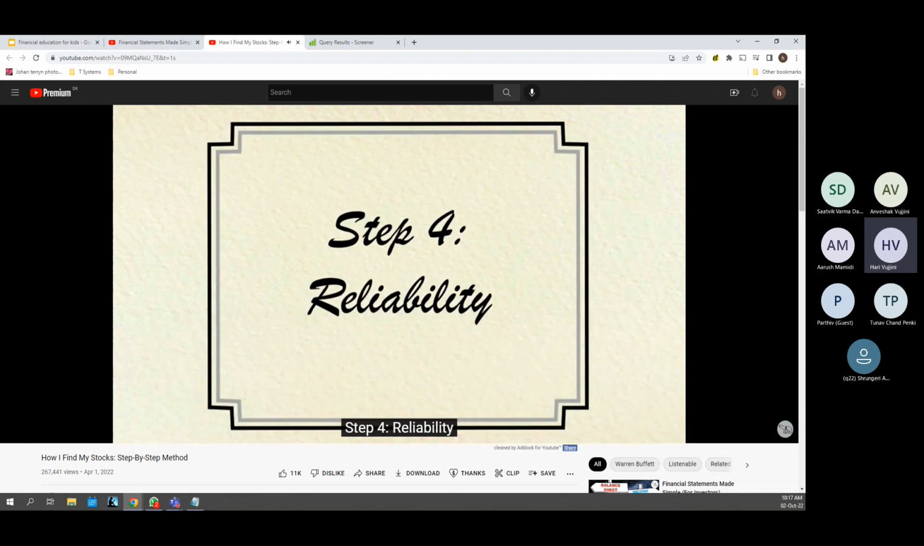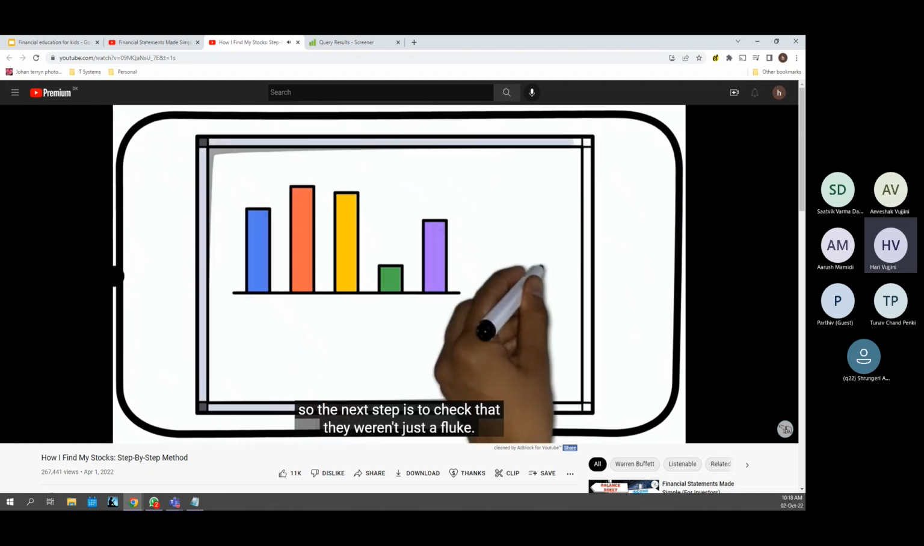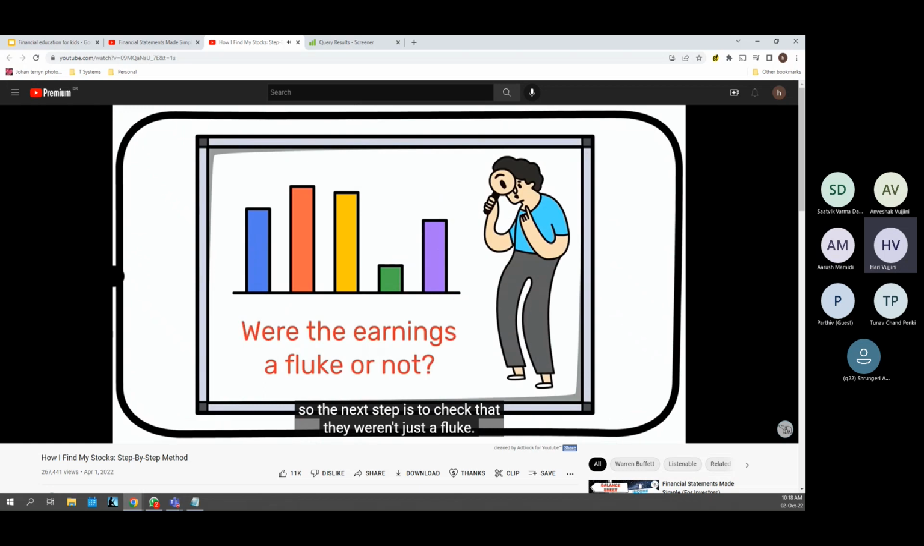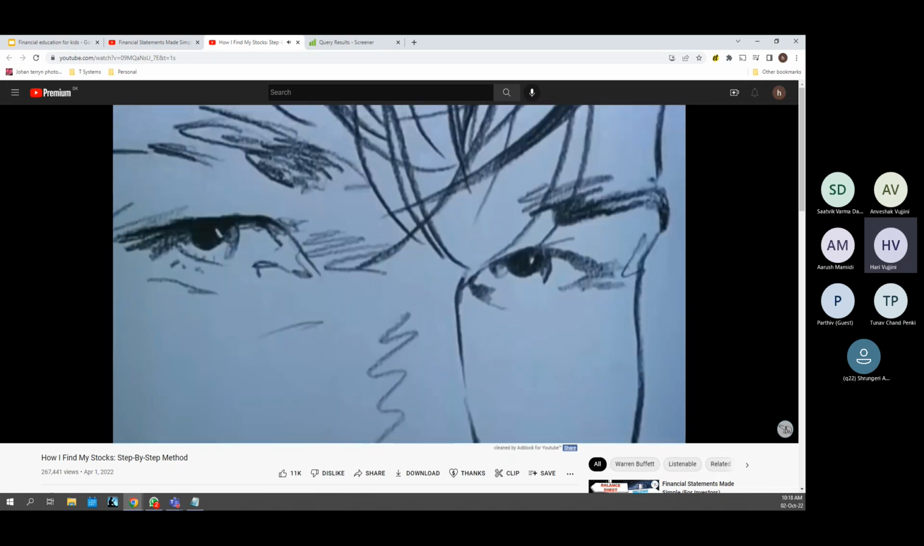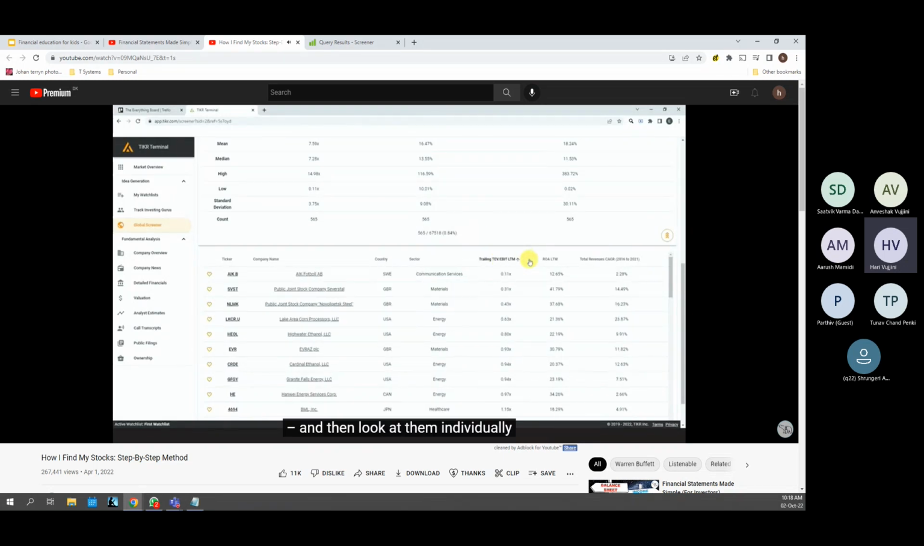Step 4. Reliability. In just a matter of minutes, we have been able to narrow down tens of thousands of alternatives into a short list of about 600 better than average opportunities. If you want the list to be even shorter, just increase the thresholds for the three variables that we've discussed. You've probably noticed that much of the criteria we've used are based on earnings, so the next step is to check that they weren't just a fluke, a one-hit wonder of the investing world. Sort the companies according to the most critical metric, price, and then look at them individually, starting from the top.